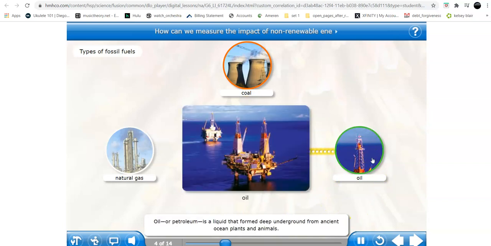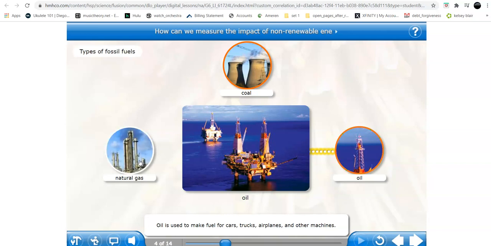Oil, or petroleum, is a liquid that formed deep underground from ancient ocean plants and animals. When oil is burned, its heat can power engines. Oil is used to make fuel for cars, trucks, airplanes, and other machines.